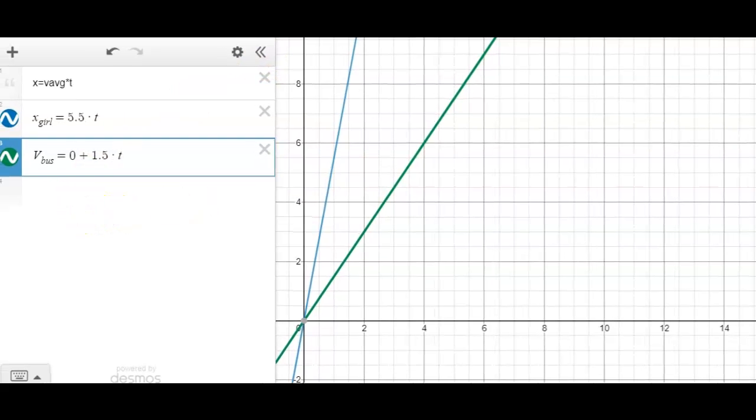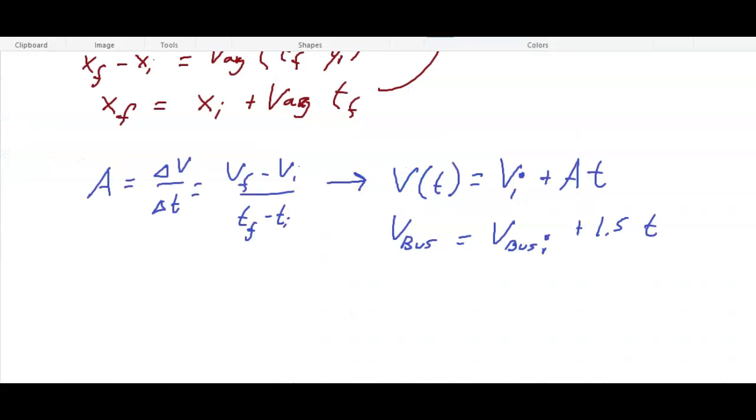So that green line now is the velocity of the bus. You can scroll it. So we can see that the bus is increasing because there's a constant acceleration. Well, what we really want, though, is the position of the bus, so we can compare it to the position of the girl. And if we look back here, how do we get the position of the bus?